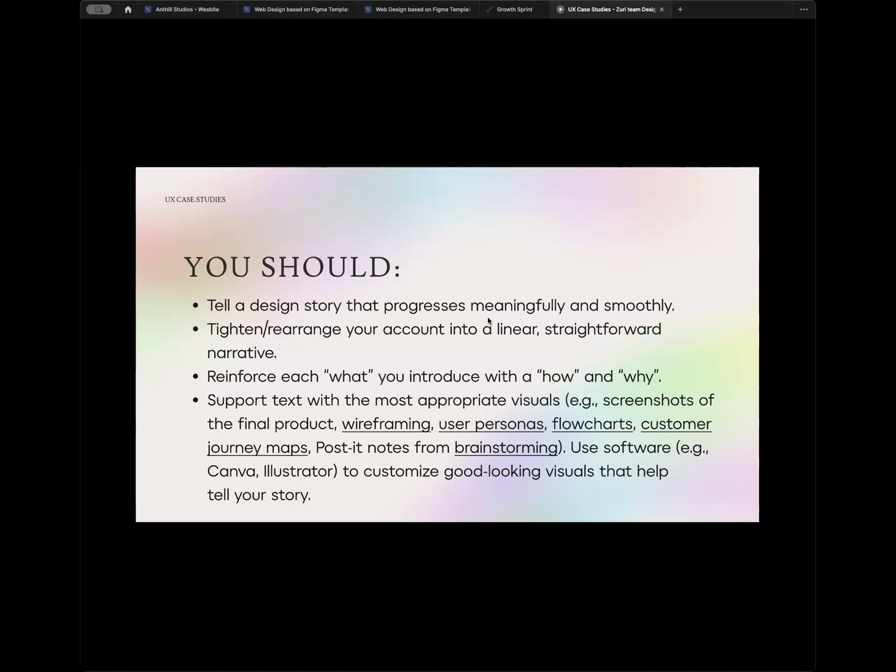Two, tighten or rearrange your account into a linear, straightforward narrative. We did not say linear, straightforward graph.